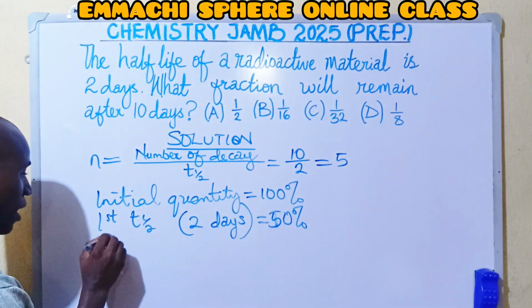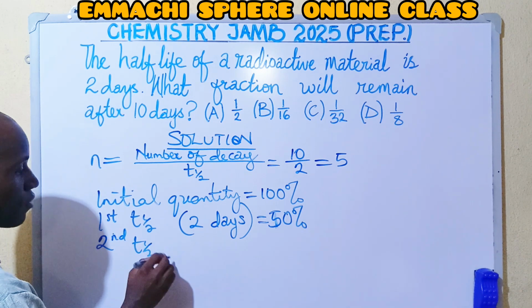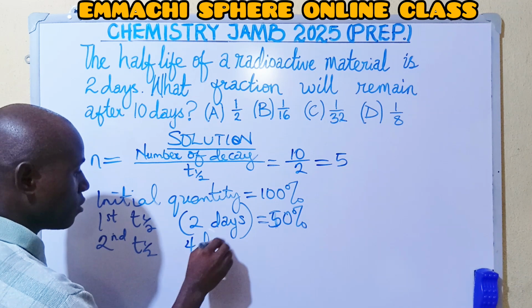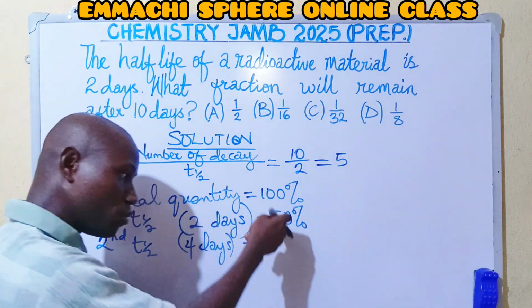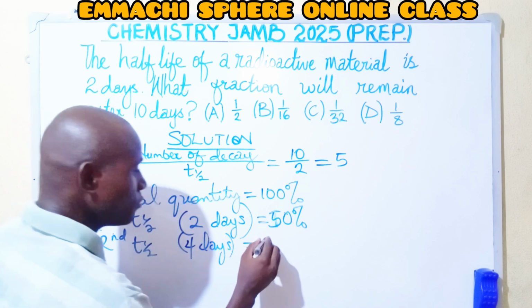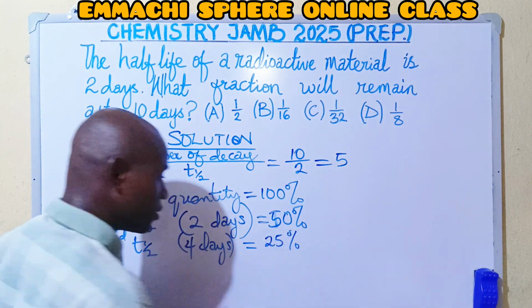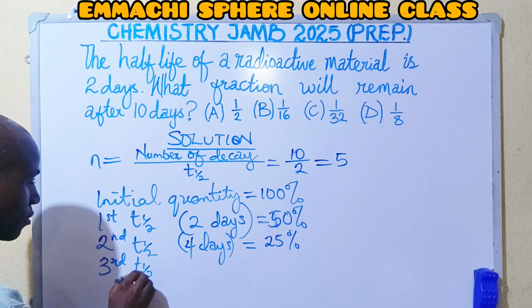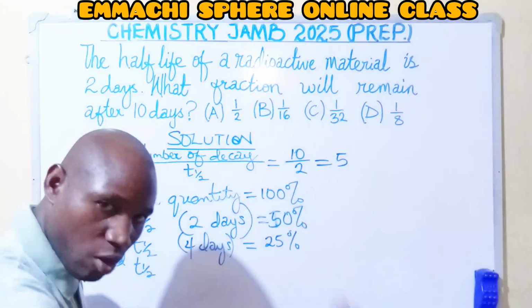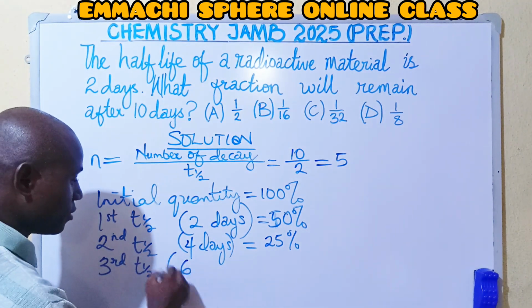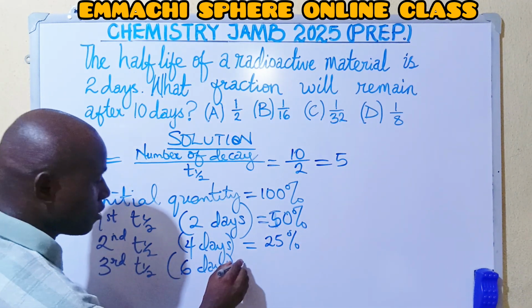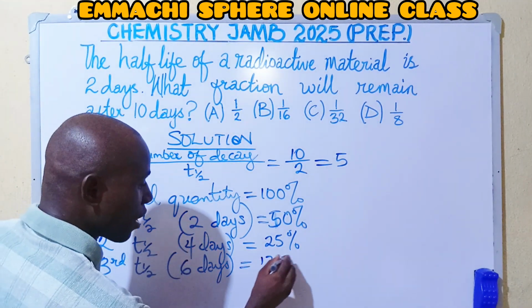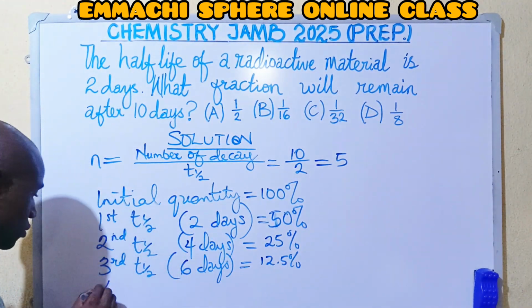Now the second half-life, that is the second 2 days, which makes it 4 days. This 50 is now divided by 2, which gives 25%. Then the third half-life is the additional 2 days, that is 6 days. This 25 will be divided by 2, and then we'll have 12.5%.